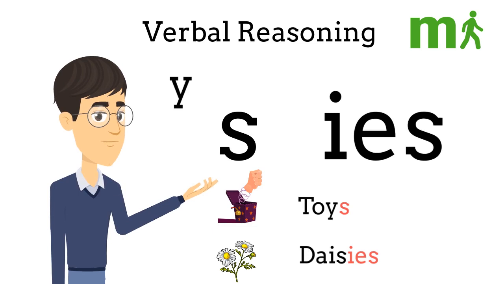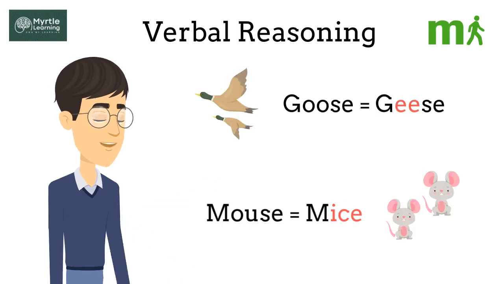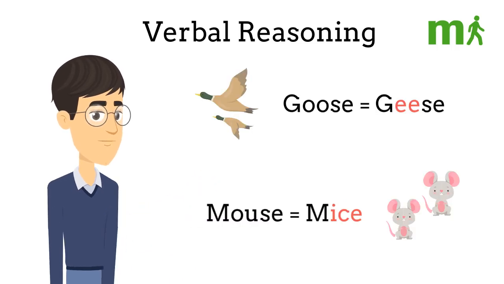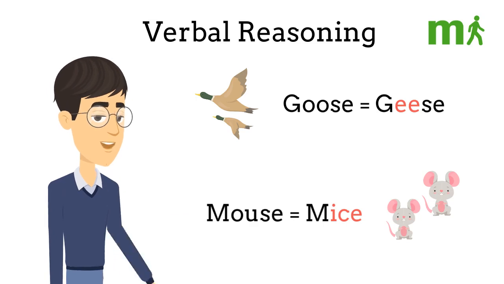Some words ending in y can be either s, if the y follows a vowel sound, or ies, if it follows a consonant. There are also irregular plurals, words which change their vowel sound when pluralized.